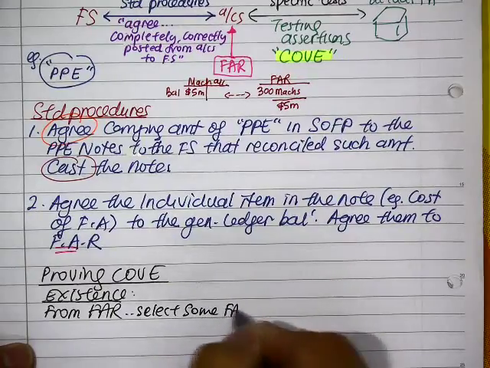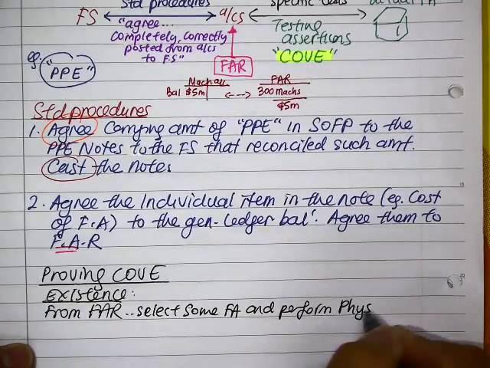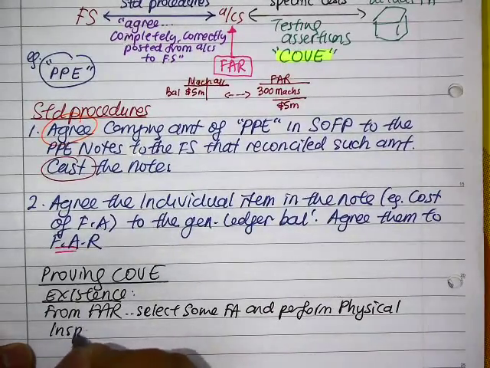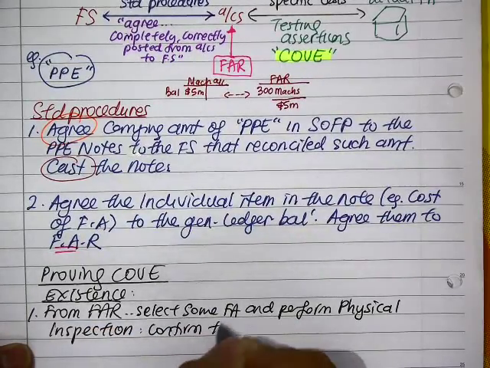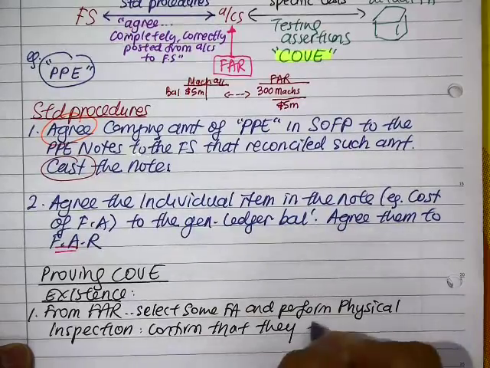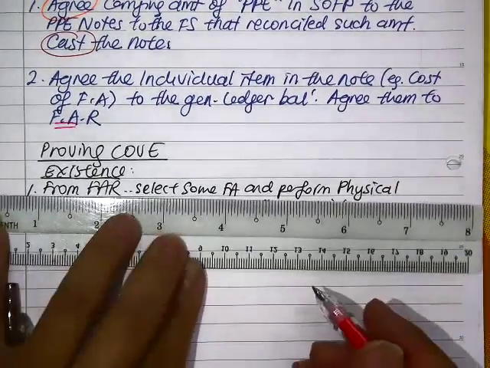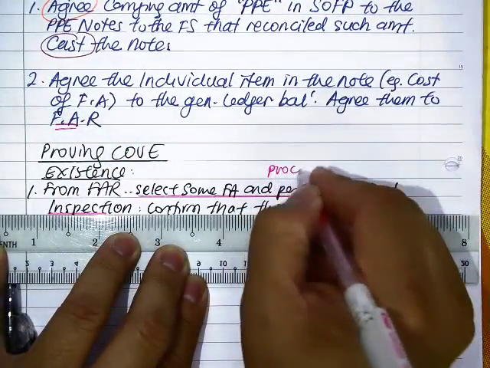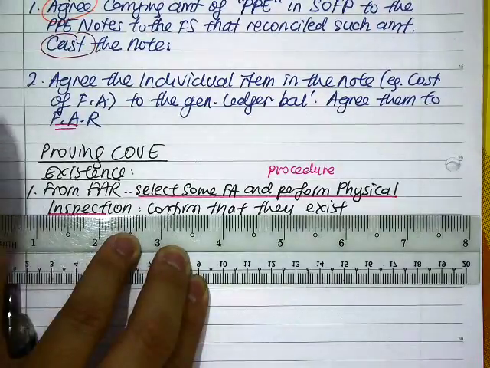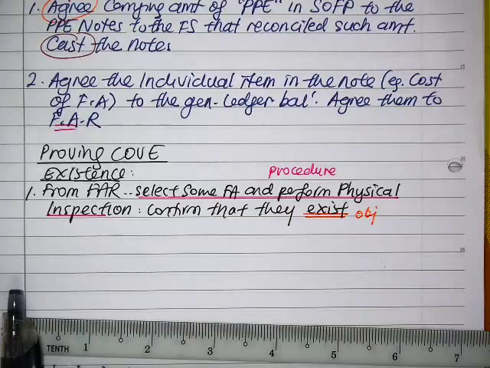Select some of the fixed assets and then perform a physical inspection. Confirm that they exist. Now, this is your procedure, and this is your objective. Understand?